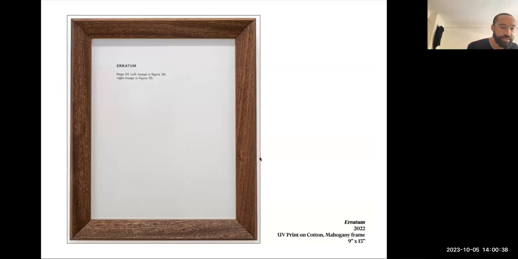This is a small work that sort of anchored the exhibition. It's a copy of an erratum notice. Erratum is a singular form of the word, errata is the plural. These notices are often inserted in publications when printing errors have been made and it is too late to correct the main text.